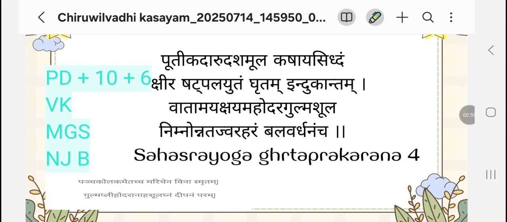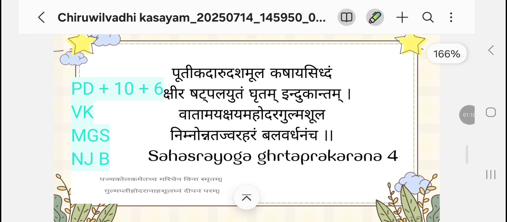So those are the ingredients mentioned here, and it is indicated in Gulma Pliha Udara Anaha Shulagnam Deepanam Param. With the help of Shatpalam, we have some indications over here, and with the help of Dashamulam and Chiruvilvam, we have some indications here.